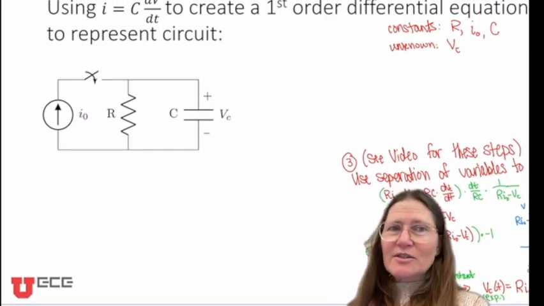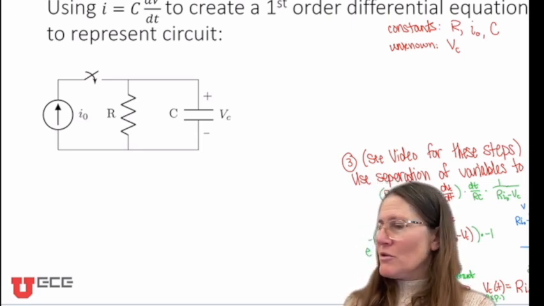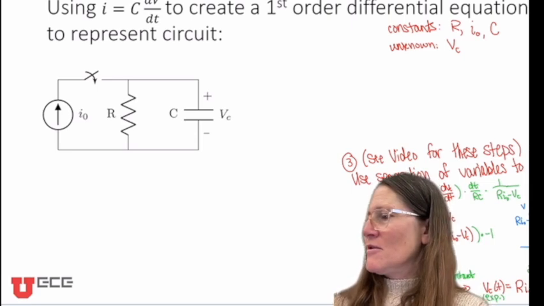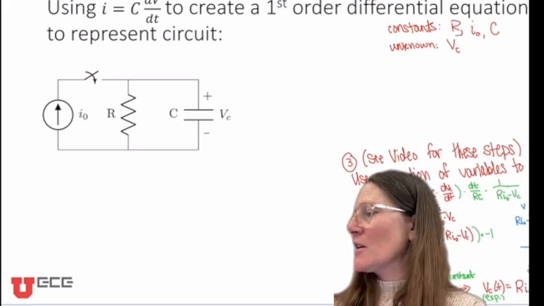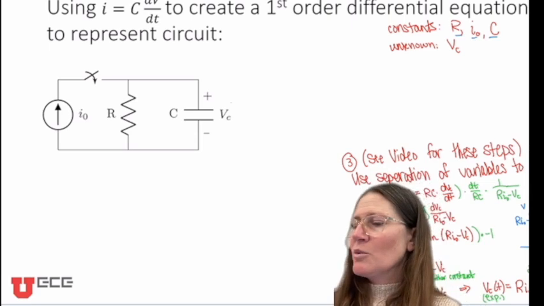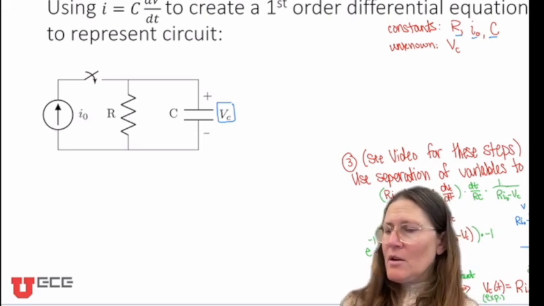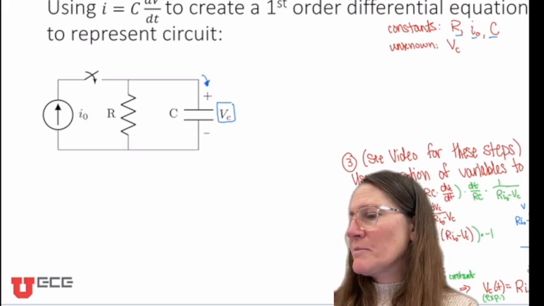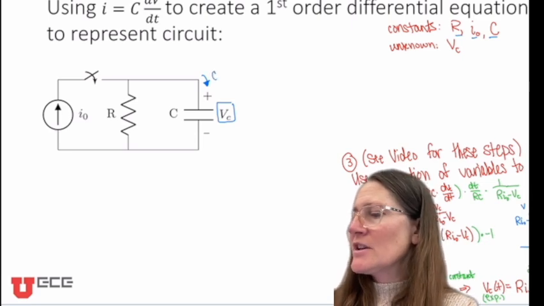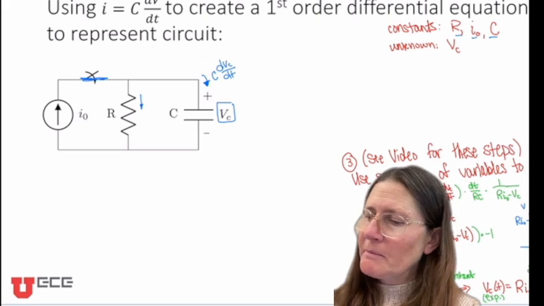we are going to analyze it just like we would another circuit. First off, knowing that R, C, and I naught are fixed known constants, we don't know V_C, so that's what we're trying to find here. So we're going to write our equation. We know the current in this branch is C dV_C/dt. What's the current here? And we're going to close this.